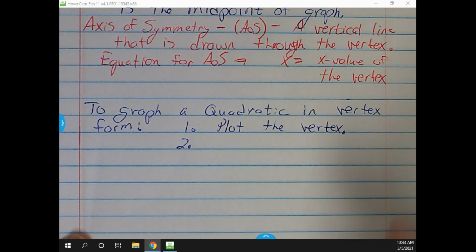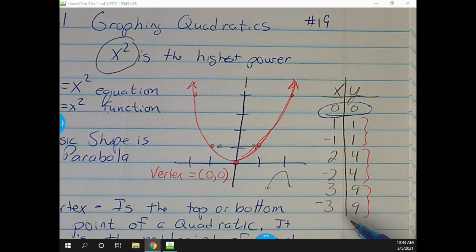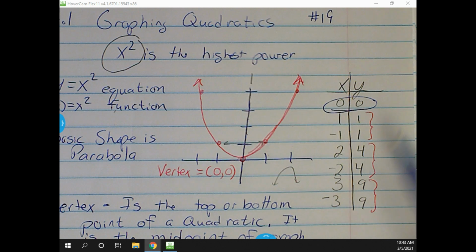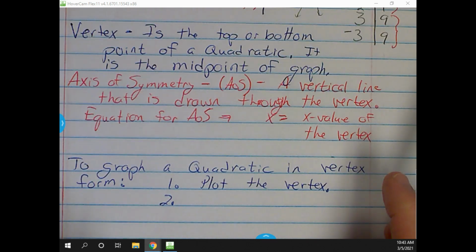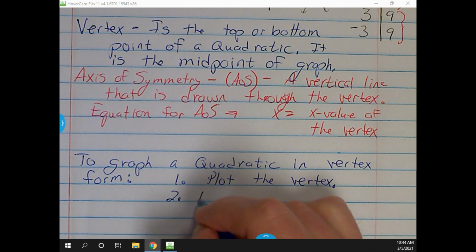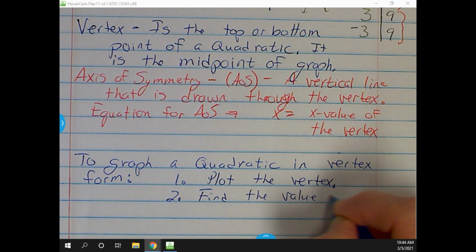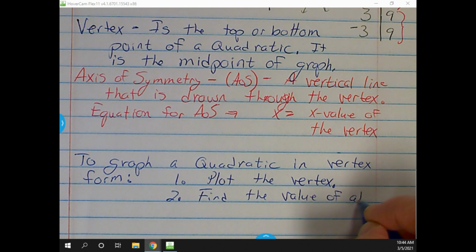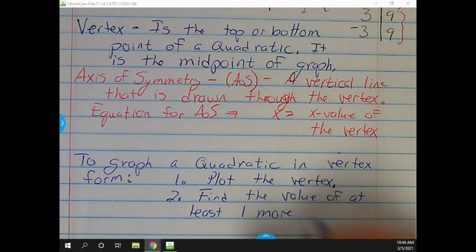Now back here, if we go back real quick, once we had the vertex here, we had like 7 or 8 more points on this one because we plugged points in. We're not going to go through the process and plug in all these values, but we do need to plug in one more value. So the easiest thing to do is we're going to find the value of one more point on the graph. So find the value of at least one more point and plot it.